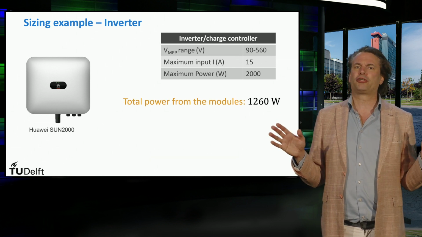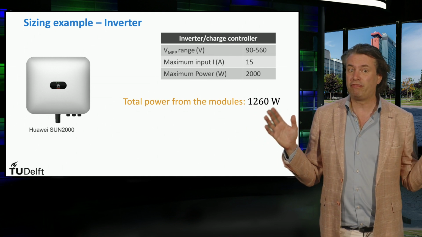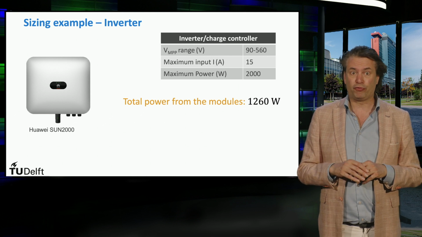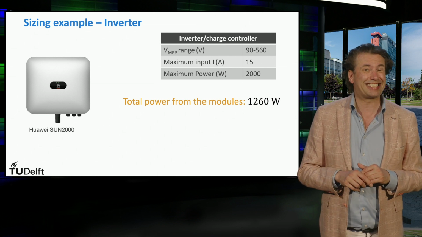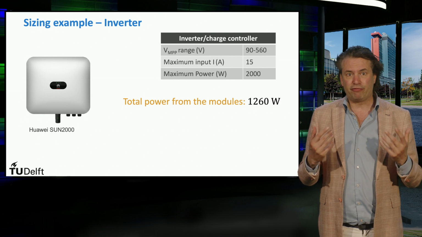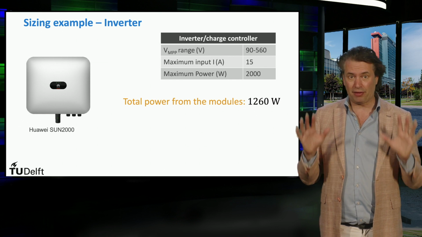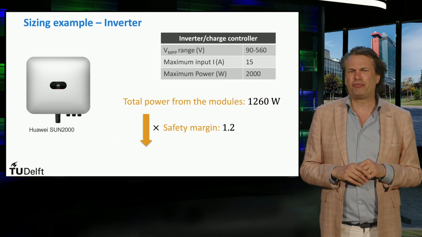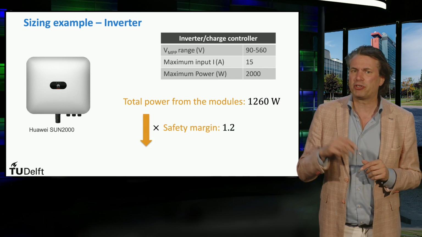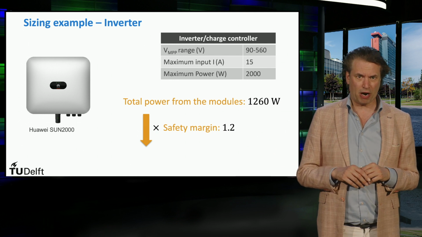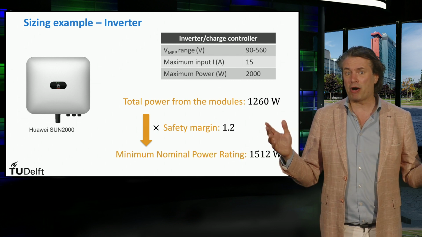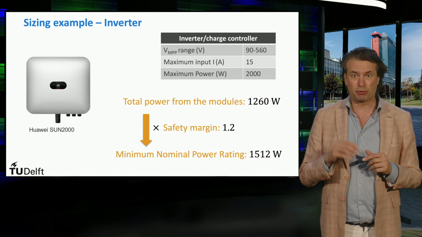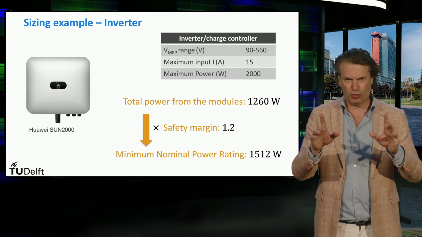Next to the voltage and the current, the inverter is sized based on the PV power. So the PV power of the 3 modules of 420 watts is 1260 watts. The inverter should be able to handle this power. As a safety margin, generally the inverter is rated for a maximum of 20% higher than the PV array power. In this case, the maximum power rating of the inverter turns out to be around 1512 watts, which means a 2 kilowatt inverter system will do the job.